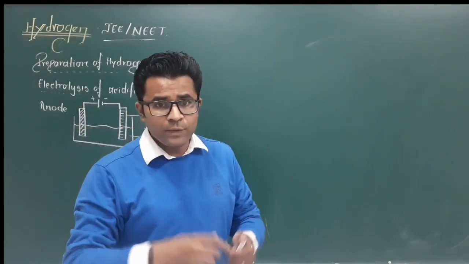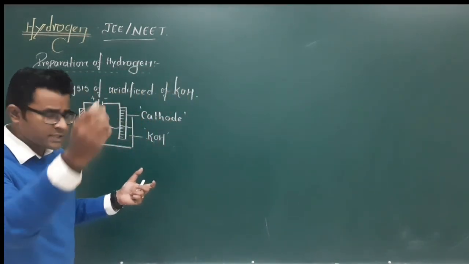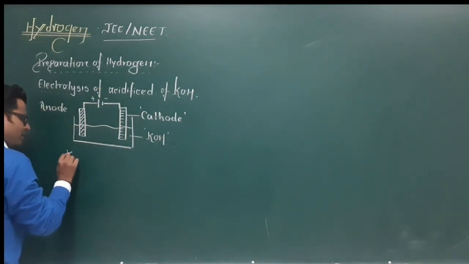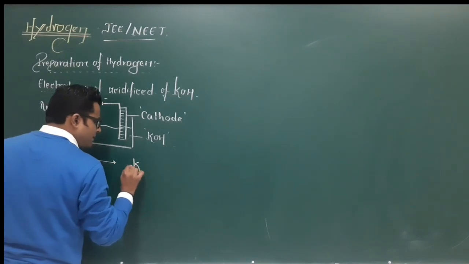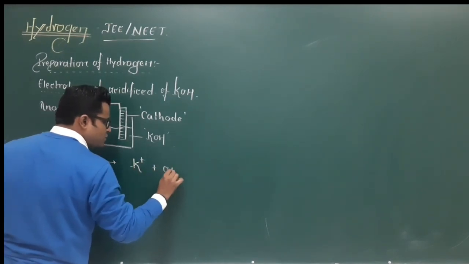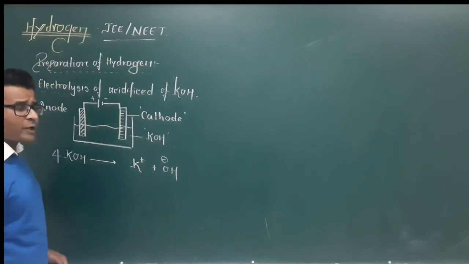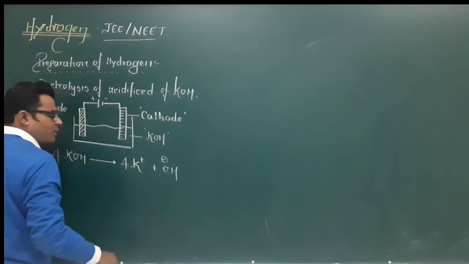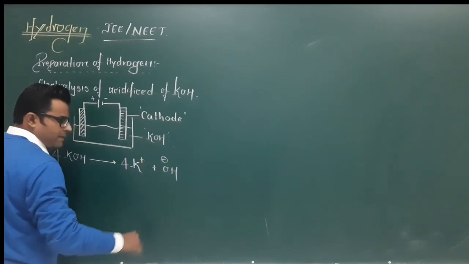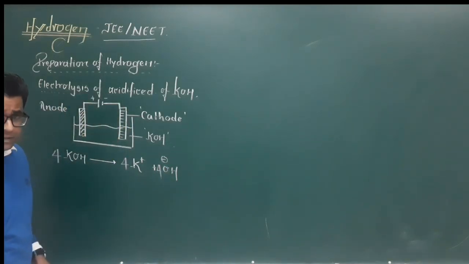Alright, so once we connect the battery, this potassium hydroxide solution dissociates. KOH dissociates to form K plus and OH minus. Now, in order to balance this, let us take 4 molecules of potassium hydroxide, which dissociate to give 4 moles of potassium ions plus 4 moles of OH minus, hydroxide ions.